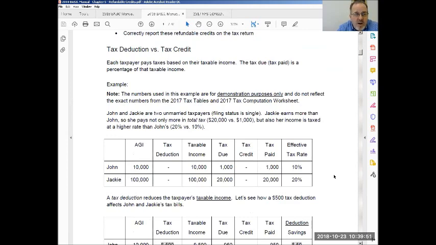All right. So when we talk about the example, we're going to use these numbers as an example to follow along for the difference between a deduction and a credit. As it says there, John and Jackie are two unmarried taxpayers filing status as single. Jackie earns more than John, so she pays not only a higher total tax of $20,000, but her income is taxed at a higher rate than John's, 20 versus 10. We see their adjusted gross income, we see their taxable income, and his tax rate is 10%, hers is 20%. So it's pretty straightforward. The math is pretty simple there, okay?